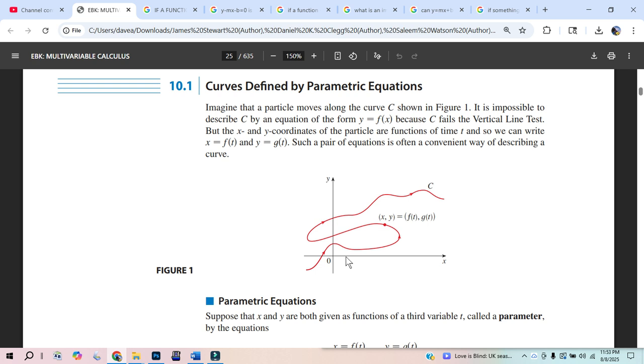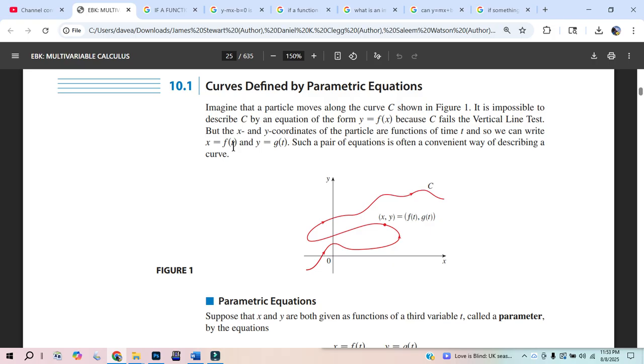If the y position, if g of t is always 0, then the particle just moves along the x-axis. It can do this along the x-axis, it just does not move along the y-axis. Okay, so that was pretty good.